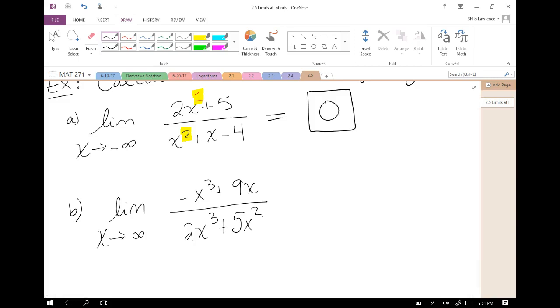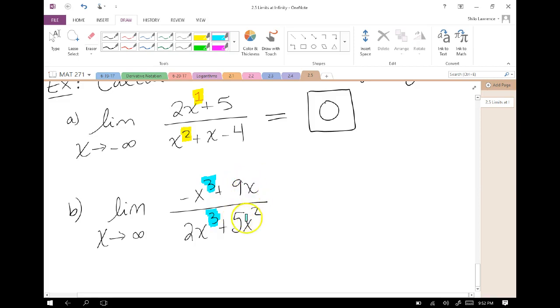All right, so our second example, we want to know the limit as x approaches positive infinity for (negative x cubed plus 9x) divided by (2x cubed plus 5x squared). So for these infinite limits, as long as we have a rational function, we've got a shortcut. And the shortcut is to compare the degree of the numerator and the degree of the denominator. And the degree is the largest exponent. So don't worry about these other two pieces.